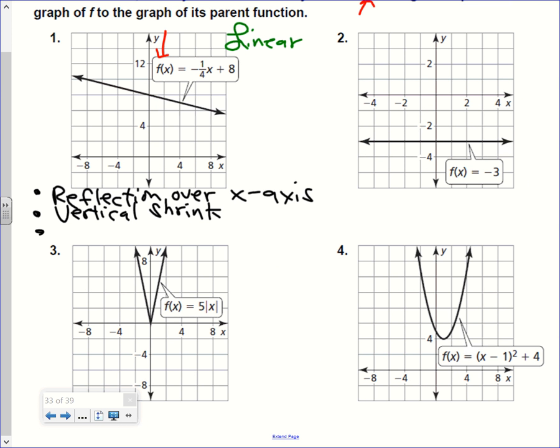Going to put translation. We're not going to say slide. We're going to use the right word. Translation, upward, 8 units.